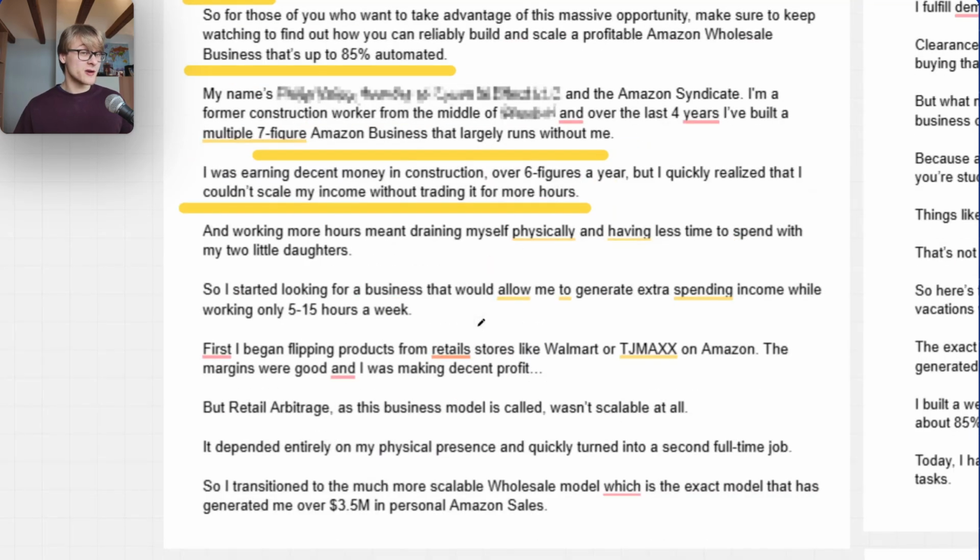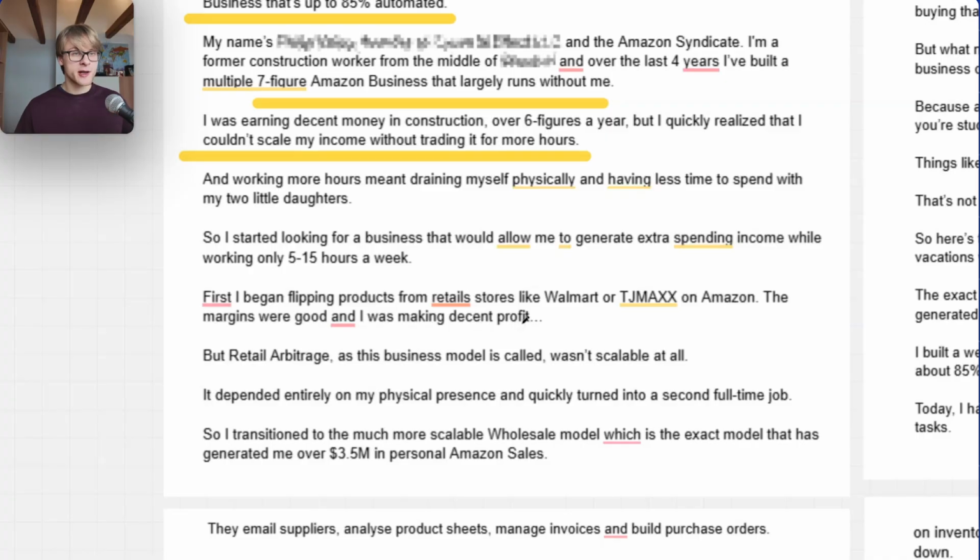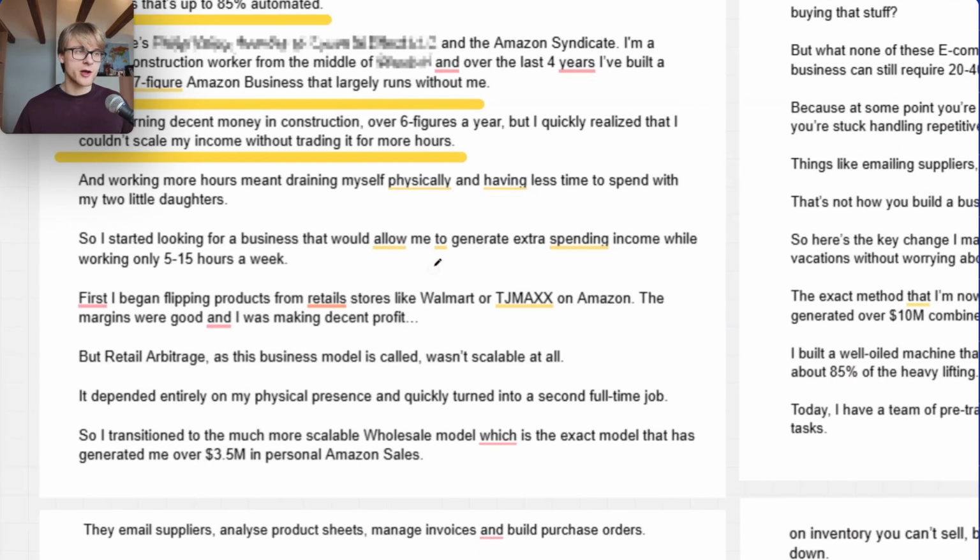So I started looking for a business that allowed me to generate extra spending income again, dream outcome, while only working 5 to 15 hours a week. Pain point. A lot of leads that we're targeting don't have the time to invest in a business where they need to invest more than 30 hours a week or more than 20 hours a week. So we're easing this point while still qualifying them through capital questions, for example.